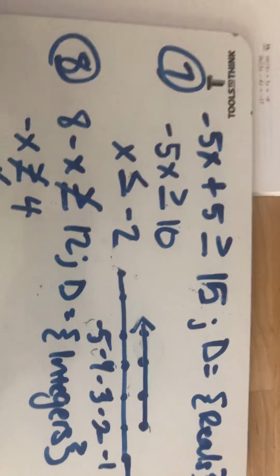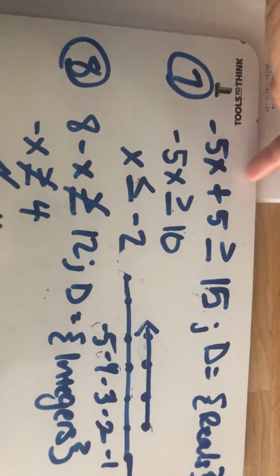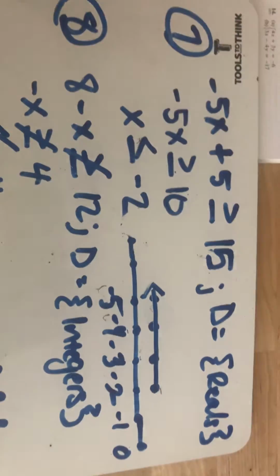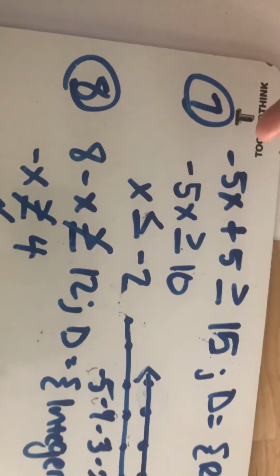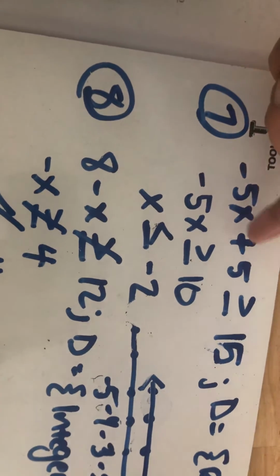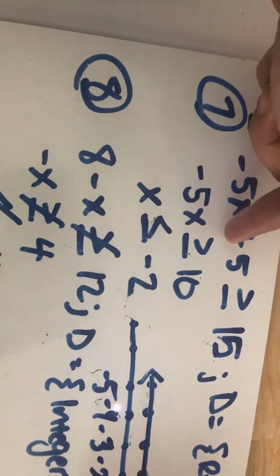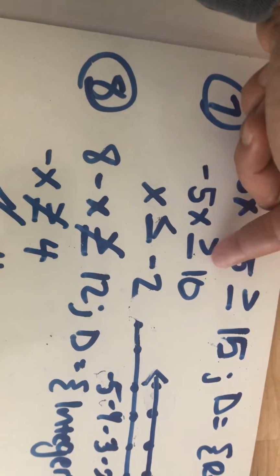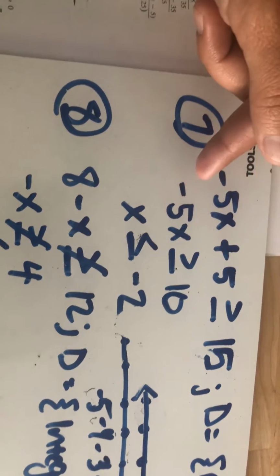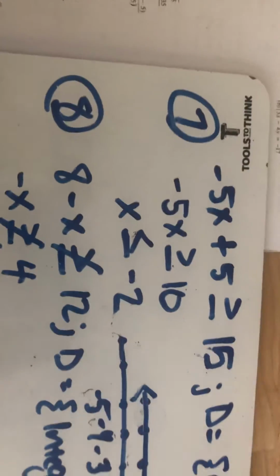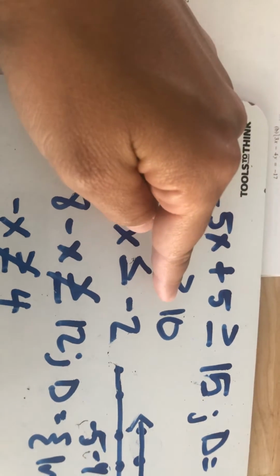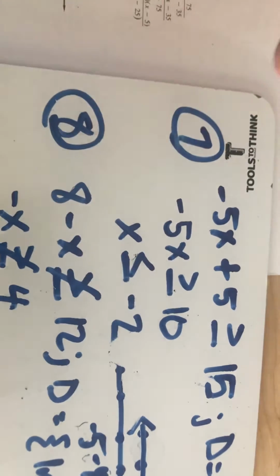If it did, so you start with the inequality for number 7: negative 5x plus 5 is greater than or equal to 15, and your set is limited to the real numbers. What you do is you begin by solving this inequality by subtracting 5, so negative 5x is greater than or equal to 10, because you've taken 5 away from this side as well as this side. Then you need to divide by negative 5, which gives you x, and you divide this side by negative 5, which gives you negative 2.